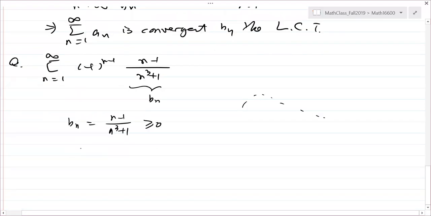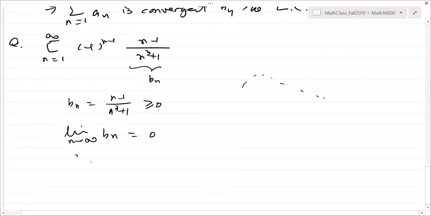It's also easy to see that the limit of bn is going to be zero, because the numerator is n and the denominator is n cubed. So my only concern is whether this is decreasing. So here's the function. But being decreasing for larger x is enough.